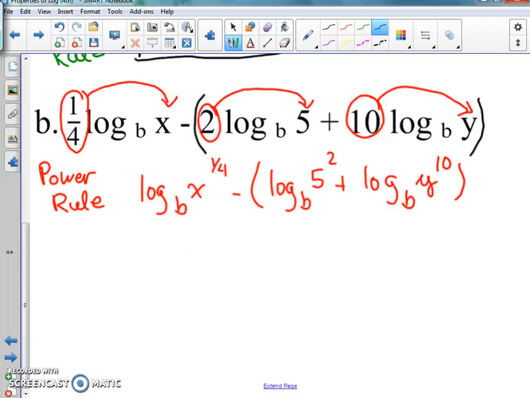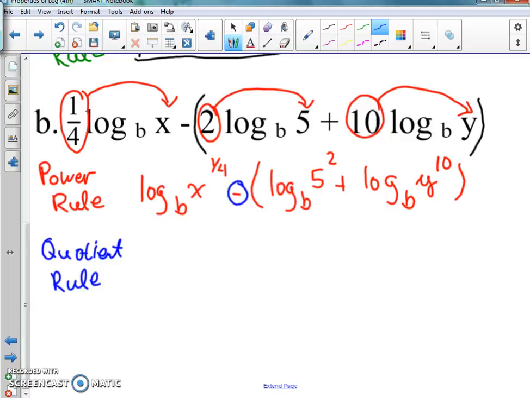Alright, so then we go to our quotient rule and see what's there. And we have subtraction going on. And because we have subtraction, that means we have quotient rule. So here, subtraction is happening, so we can go ahead and use that and change that to division.